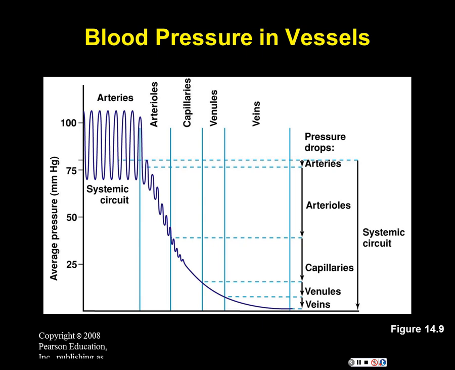You can also see this dramatic drop in pressure at the arteriole from about 100 millimeters of mercury down to about 40 millimeters, so a drop of 60 millimeters of mercury in pressure, the greatest drop that we see in the blood vessels, because that's where we see the greatest change in resistance, in diameter, at the arteriole.